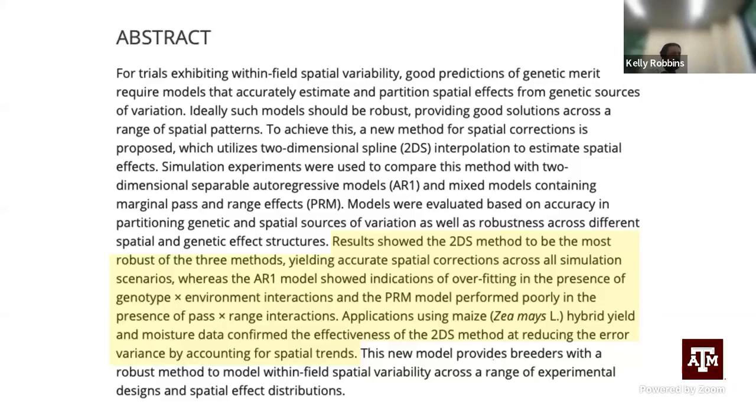And then finally, this new model provides breeders with a robust method to model within-field spatial variability across a range of experimental designs and spatial effect distributions. I think that's actually a pretty good conclusion. I think that summarizes what the potential impact of this work is.